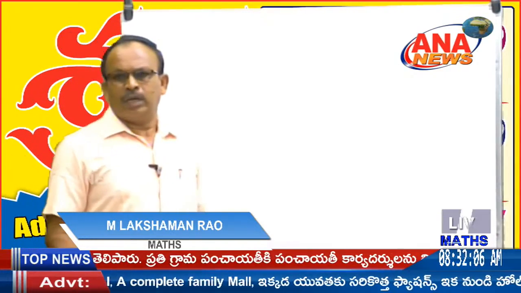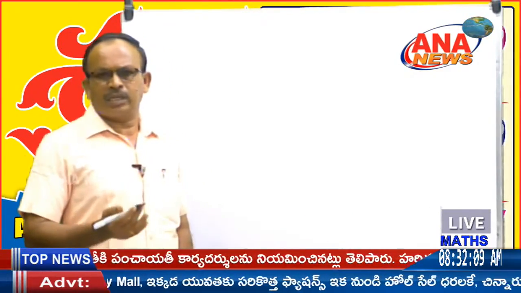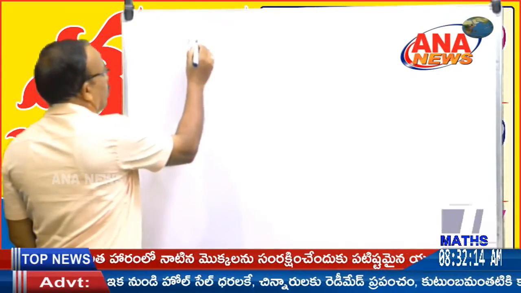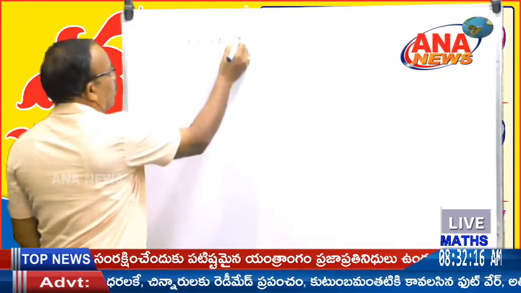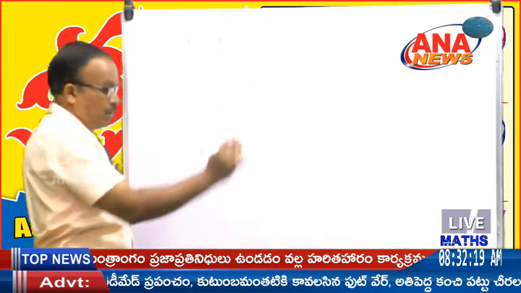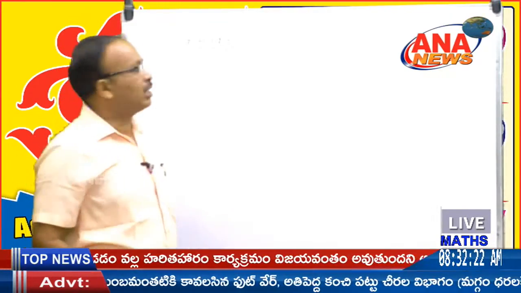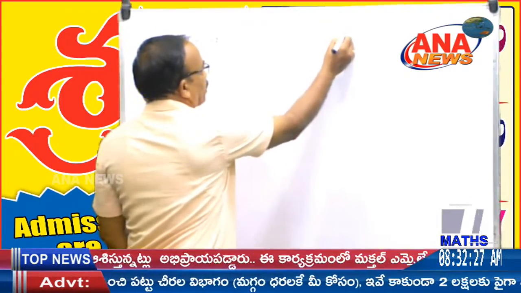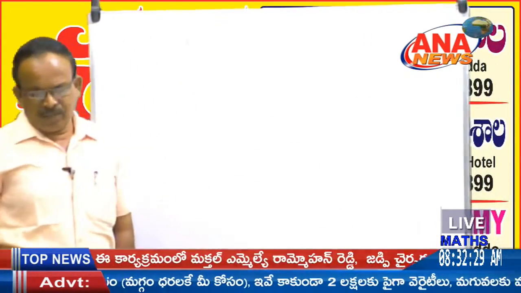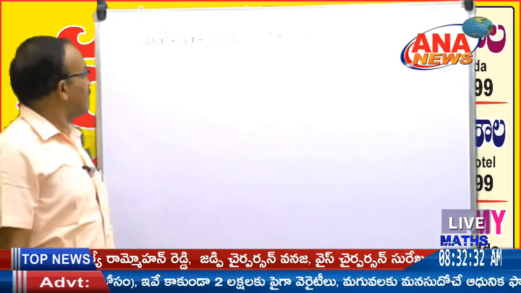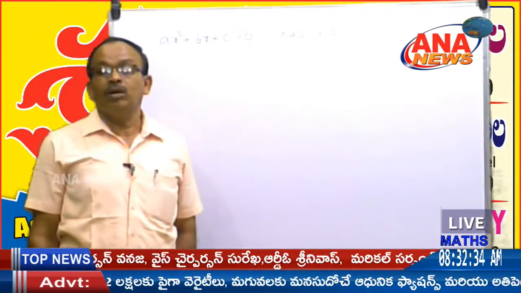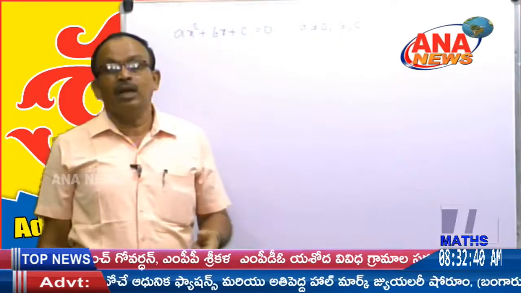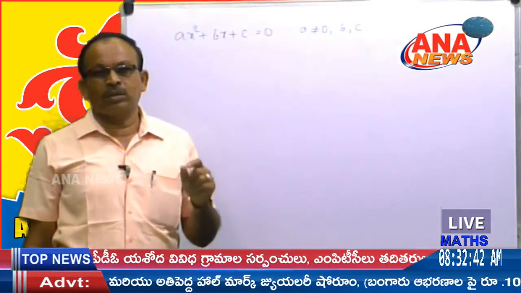Roots of quadratic expressions, equations and expressions. Okay, ax² + bx + c = 0 is a quadratic equation. Already we know that. In this, a is not equal to 0, and b, c are complex numbers. If these three are complex numbers, the roots are also complex. This second degree equation has at most two roots.